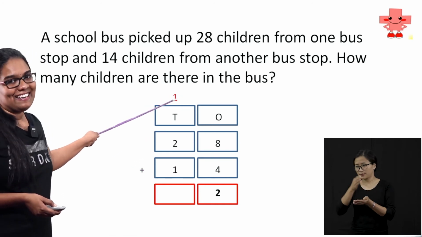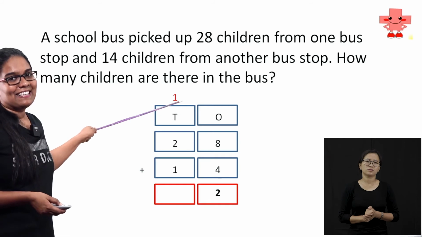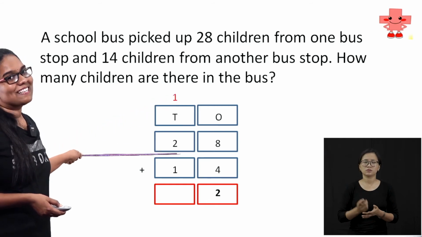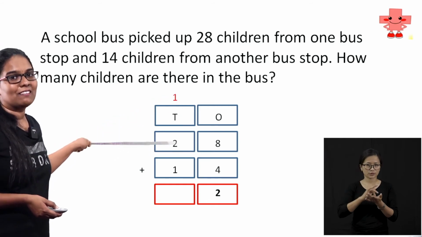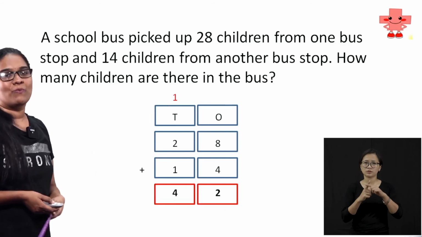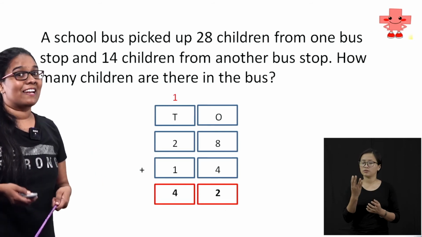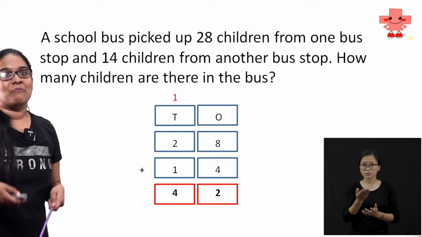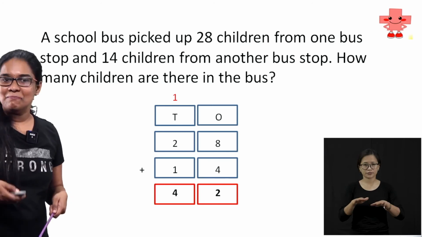Then 1 in the tens place. Next we are going to add the numbers in the tens place. 2 plus 1 is 3. 3 plus 1 is 4. The answer is 42. Then tell me how many children are there in the bus? Yes, 42 children are there in the bus.